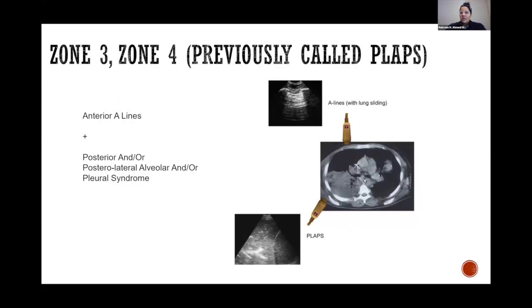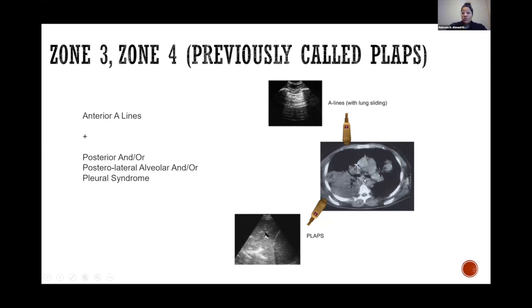In zones 3 and 4, remember, that's the axillary zone. Zone 3 is the top axillary zone. Zone 4 is sort of at the base. And this is where you would start to see that area in this bottom picture with what was previously called the PLAPS, which stands for posterolateral alveolar pleural syndrome. That's where you see the diaphragm, the liver, or the spleen, depending on what side you are. That's below the diaphragm, and you see the base of the lung.